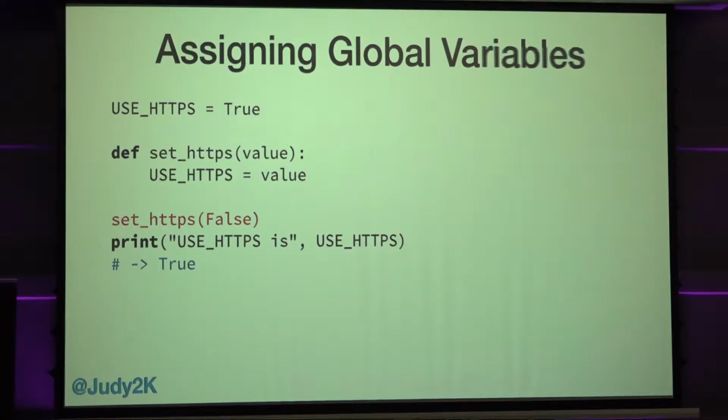And the reason is that when you assign to a variable inside a function, that's part of the function definition. It's kind of part of the stack frame. It says, oh, we now have a local variable called useHTTPS, and it has this value. So all we've done is create a new variable inside the function, and then the function finishes running, and we no longer have the variable anymore. It's popped off the stack.